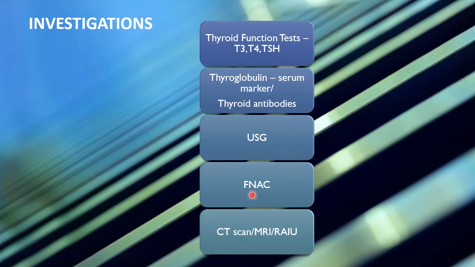Next is the fine needle aspiration cytology, or FNAC, which has become very essential and compulsory in most cases for making a diagnosis whether it is malignant or otherwise. And CT scan can be occasionally used, especially in anaplastic cancers, which tend to be very aggressive and invasive locally. So these can be useful to detect the operability of the patient with anaplastic cancers.